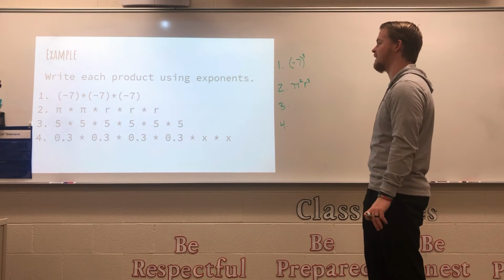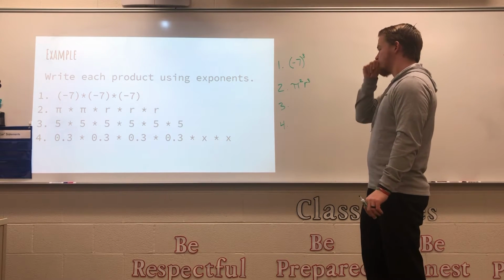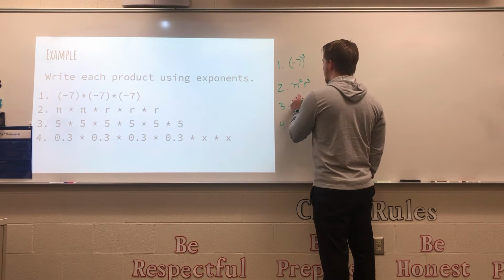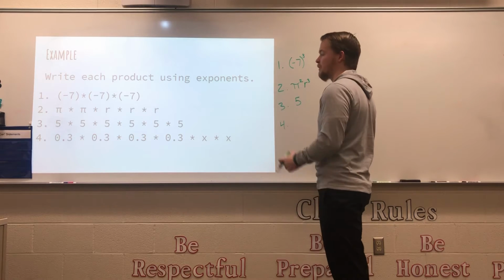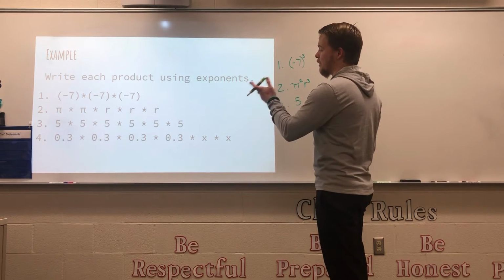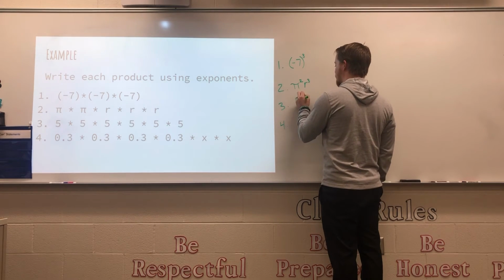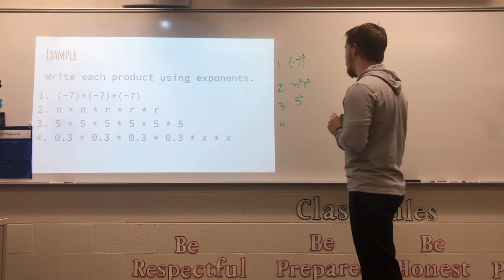So you can try these next two if you pause the video. Hopefully you had a chance to try it. If you did, you'll see that number 3, our base will be 5, because that's what's being multiplied repeatedly. And there are 1, 2, 3, 4, 5, 6 5s, so that would be our exponent, 5 to the 6th power.